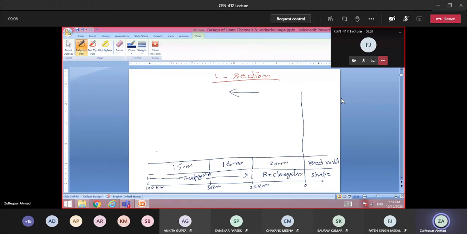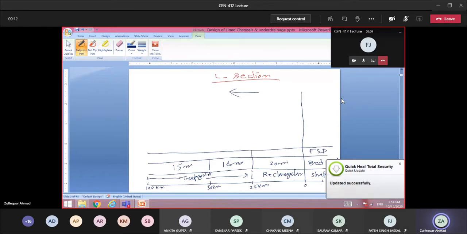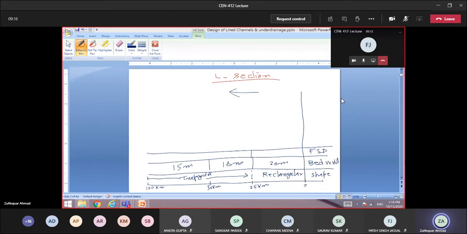Okay, then coming to what is the full supply depth? You can provide here the full supply depth. Let us say here full supply depth is 2 meter. Here this is 1.8 meter. Here let us say this is 1.5 meter, right?